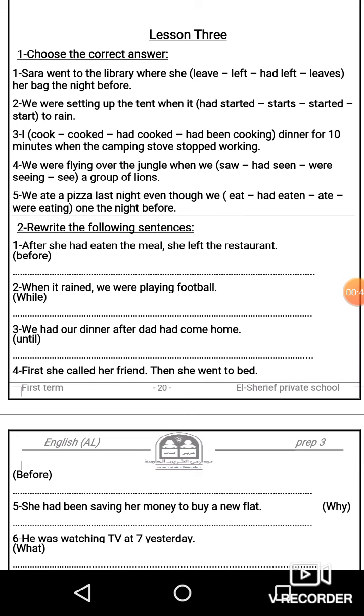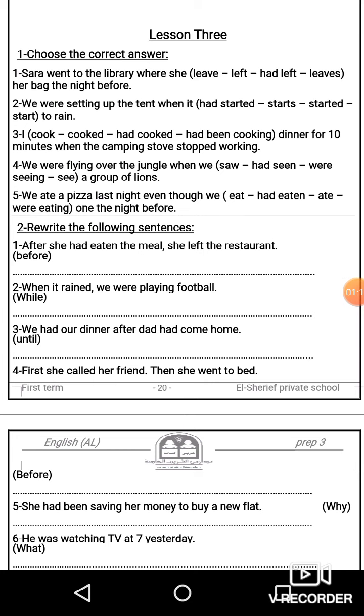Number 3. I had been cooking dinner for 10 minutes when the camping stove stopped working.